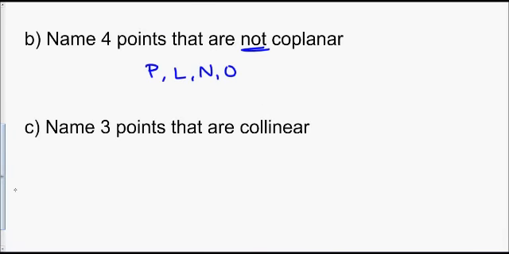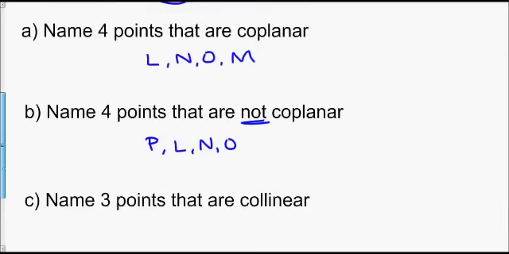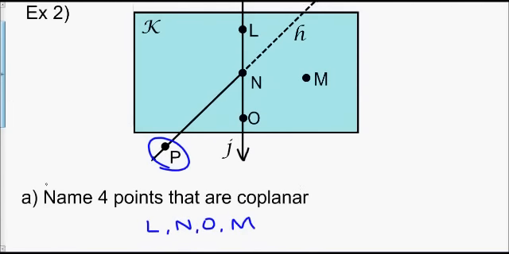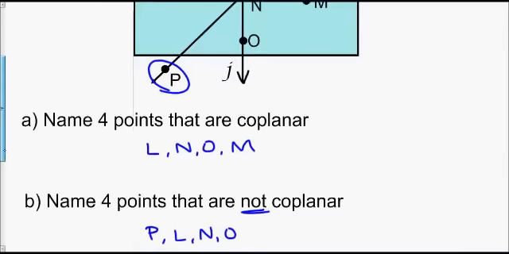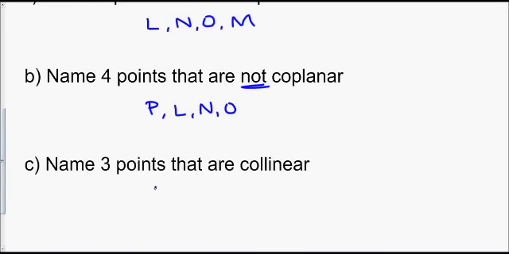Last, we want 3 points that are collinear. Remember, collinear means on the same line. If we look up here, we can't use this line because there are only 2 points shown on the line. This vertical line, however, has points L, N, and O, all on that line. So L, N, and O are all on the same line. They are collinear.